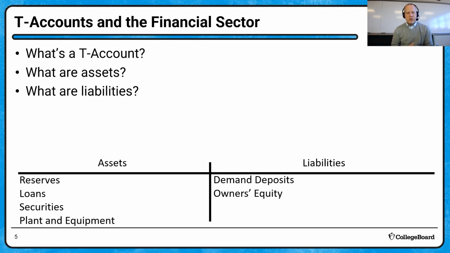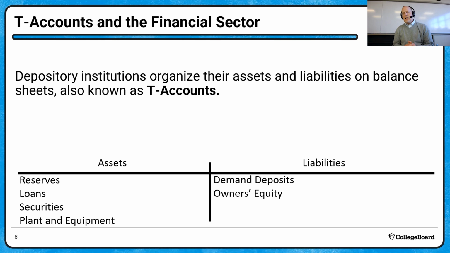And you can see here, I've got a generic T account label down here, just a nice, easy little picture. And it should be pretty obvious where the name T account comes from. And if it's not, just look a little more closely at the lines. A T account, if you want a formal definition, is what depository institutions use to organize their assets and liabilities. It's a balance sheet. That's exactly what it is.